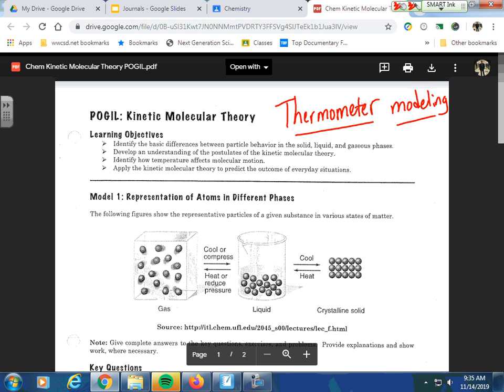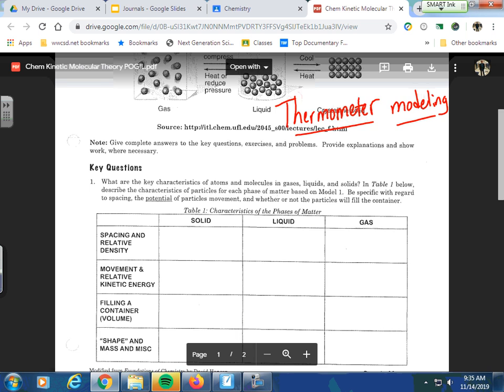It gives you a model here showing a gas, a liquid, and a solid. And it's not exactly like how we do our models, but it still gives you a good idea. So gases are spread out, they're moving fast. Liquids are a little closer together, moving a little slower. And solids are very, very close together, and they're not even moving around, they're just kind of jiggling back and forth. So we're going to answer the key questions here, the table.